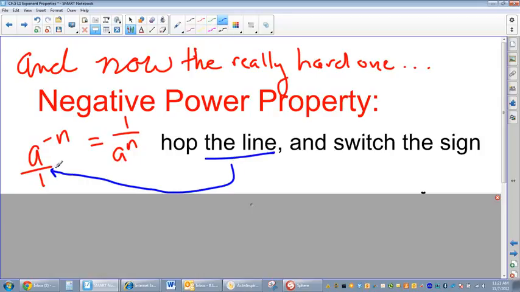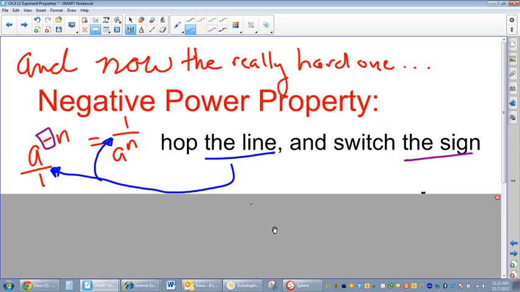When it says switch the sign, this is the sign. So you can see it went from a to the negative n over 1 to 1 over a to the n. So all you do is if you have a negative power, you just take whatever that negative power is attached to. If it's on top, you move to the bottom, make it positive. If it's on bottom, you move to the top, make it positive. So you hop the line, switch the sign. Hop the line, switch the sign. Hop the line.